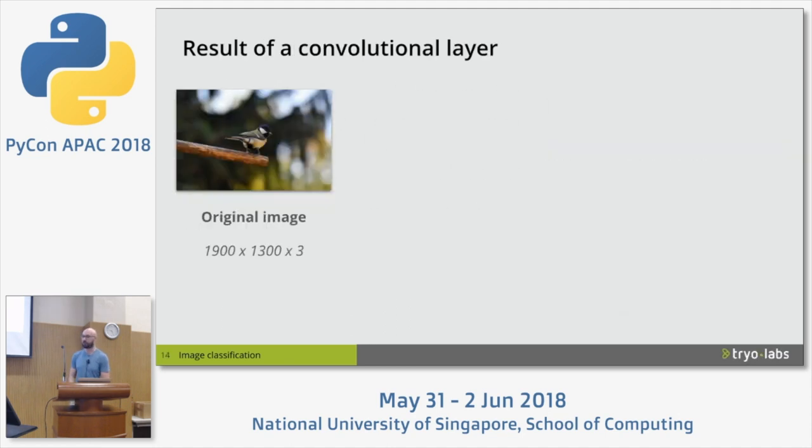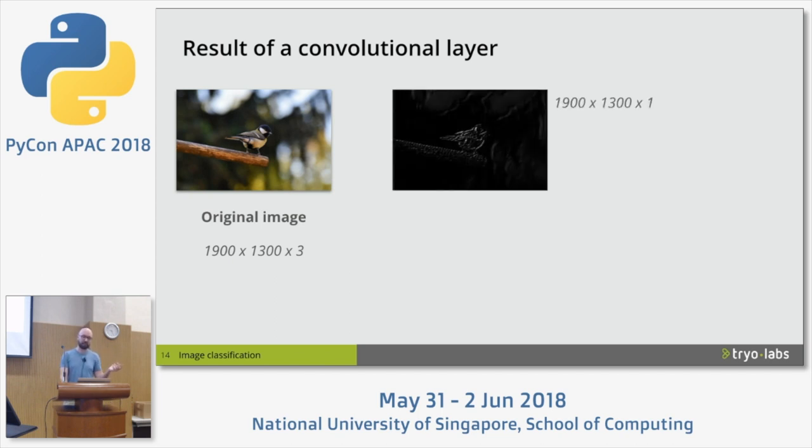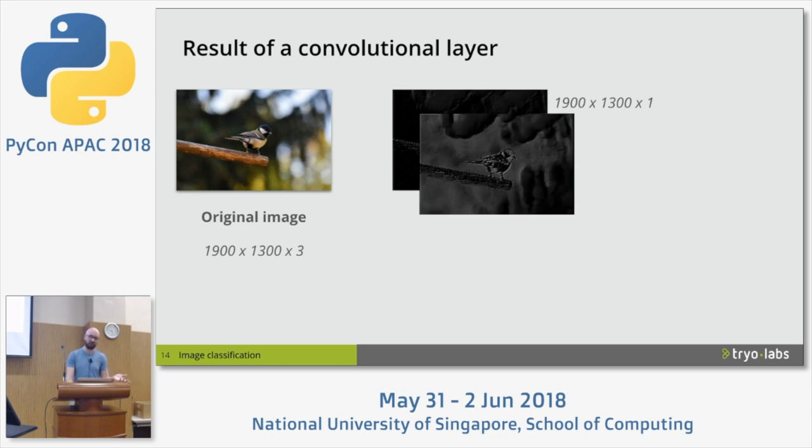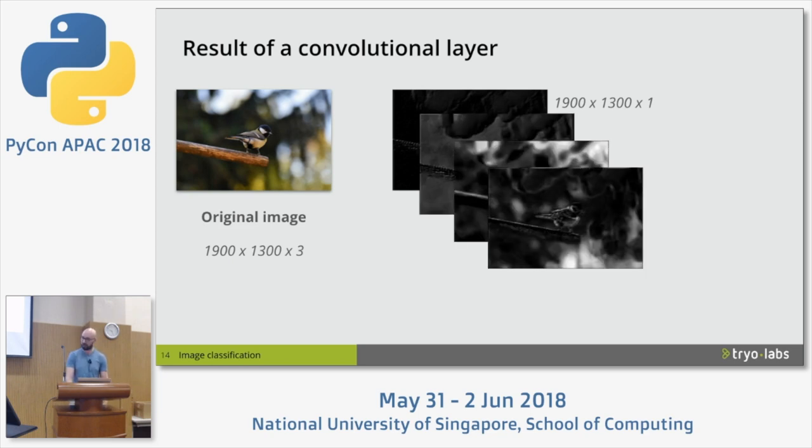So what does the result of a convolutional layer look like? We have our image, 1900 by 1300 by 3. These are fake dimensions, but it looks kind of like that. By 3 because of the three color channels, red, green, blue. So I slide one convolutional filter, and I get something that is 1900 by 1300 by 1. My activation map is spatially the same dimension as the image but just one pixel deep, because each region is summarized in one. I do this with another filter, and I get another thing that is 1900 by 1300 by 1, and another one, and another one.